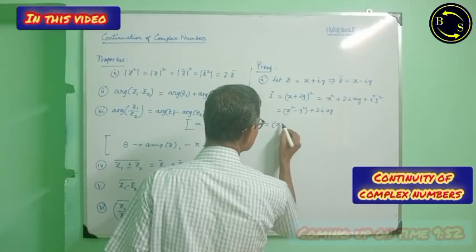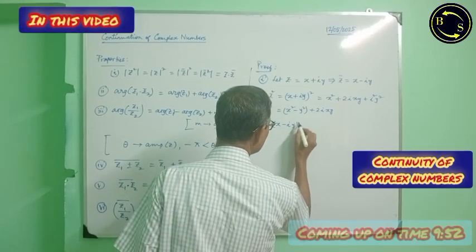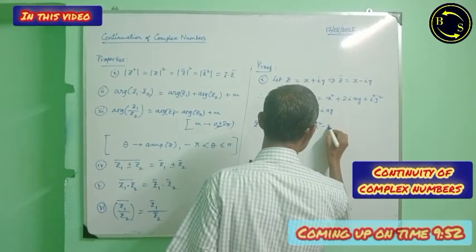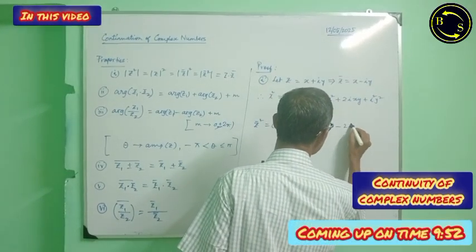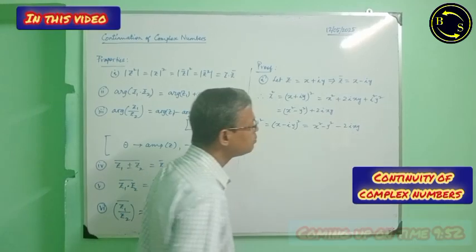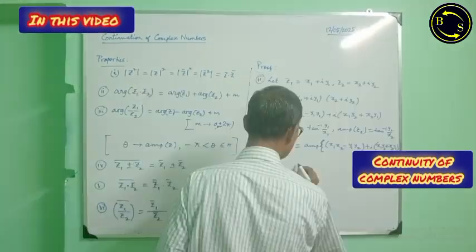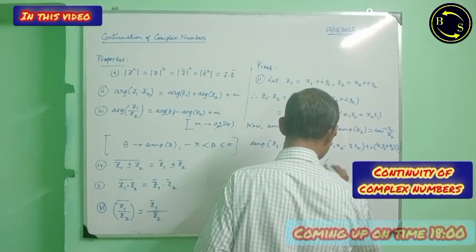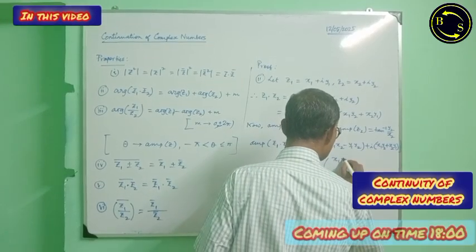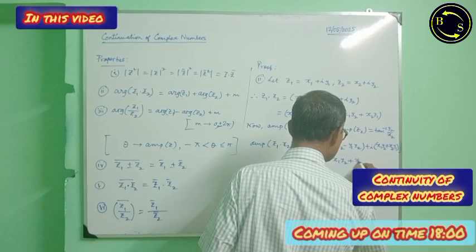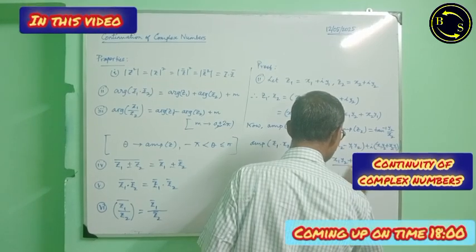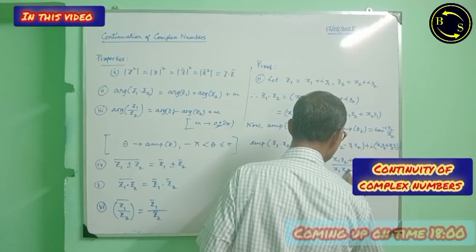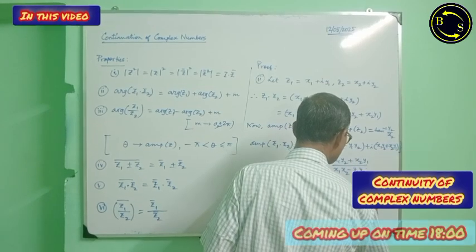z bar square will be equal to x minus iy whole square, x square minus y square minus 2i xy. Here I have calculated mentally, that is equal to tan inverse of (x1 y2 plus x2 y1) by (x1 x2 minus y1 y2).